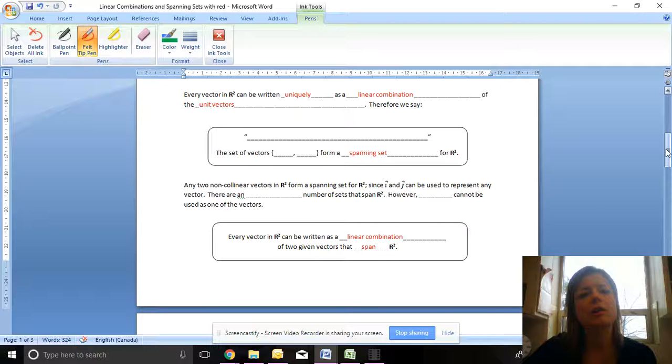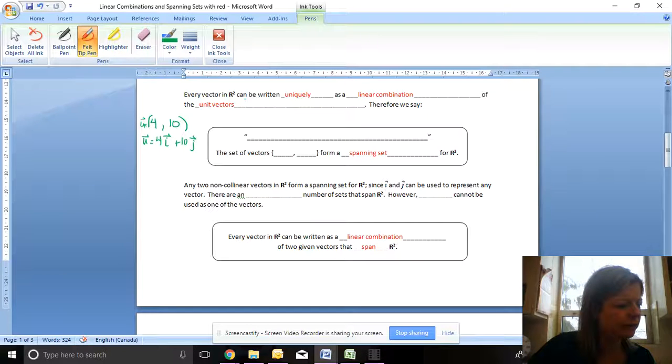So every vector in R2 can be written uniquely as a linear combination of the unit vectors. Okay, so that means basically if you take any vector, I can kind of write this on the side. So if I take any vector I want in R2, so let's say like 4, 10, I can write it as a linear combination of the unit vectors. So that would be like the vector 4, 10, so let's call this u. u can be written as 4 times the unit vector i plus 10 times the unit vector j. And this exact thing can be done for any vector in R2.